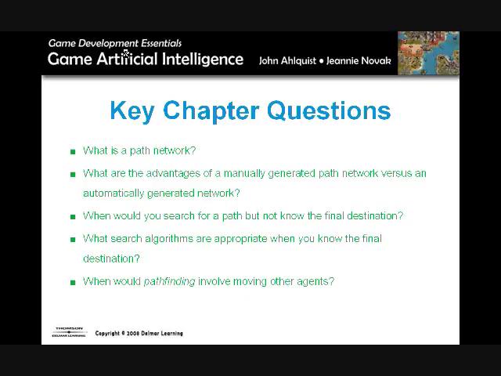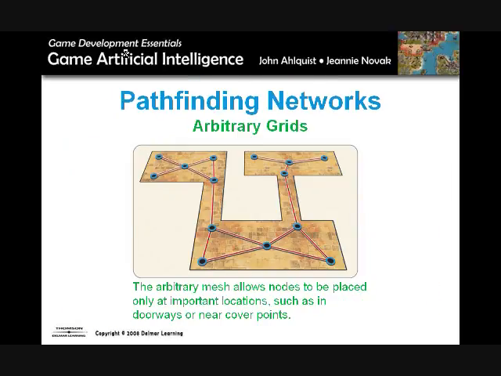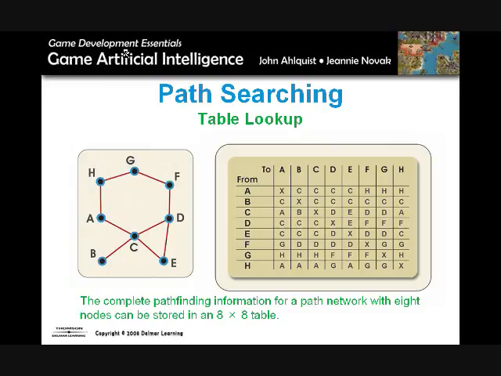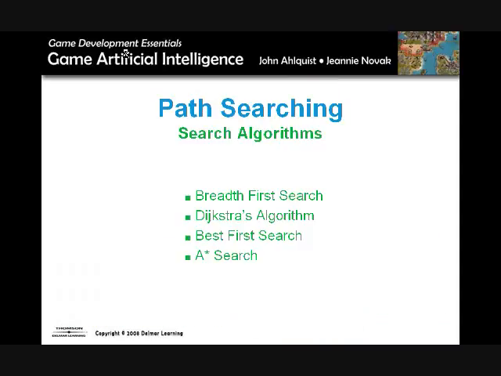What search algorithms are appropriate when you know the final destination? In this case, you know exactly where you want to get to. Dijkstra's algorithm still works really well in this case. But as I mentioned, A star can work better because it's more optimal in the solution that it finds. You can take into account some data that you know about the environment.